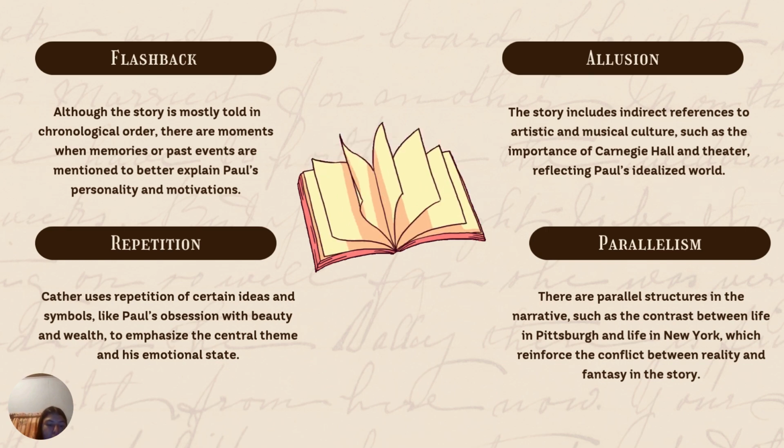Repetition. Cather used repetition of certain ideas and symbols, like Paul's obsession with beauty and wealth, to emphasize the central theme and his emotional state. Parallels. There are parallel structures in the narrative, such as the contrast between life in Pittsburgh and life in New York, which reinforces the conflict between reality and fantasy in the story.